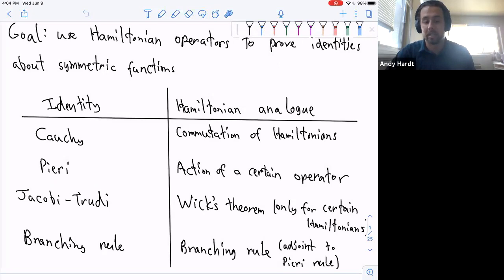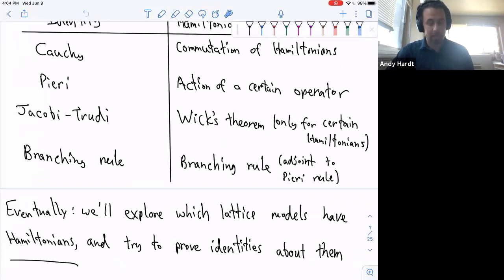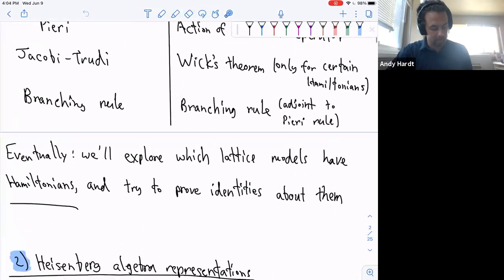I'm not really going to talk about the branching rule, but I just wanted to mention that Hamiltonians do have branching rules, and they're adjoint to the Pieri rule. So when we have Hamiltonians, we get lots of nice identities, and that's one reason that we like them. Later on, we're going to talk about which lattice models have Hamiltonians, and ongoing work there, and try to prove identities and facts about them.